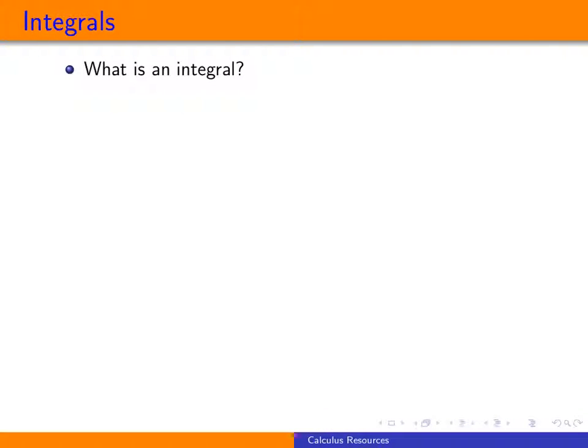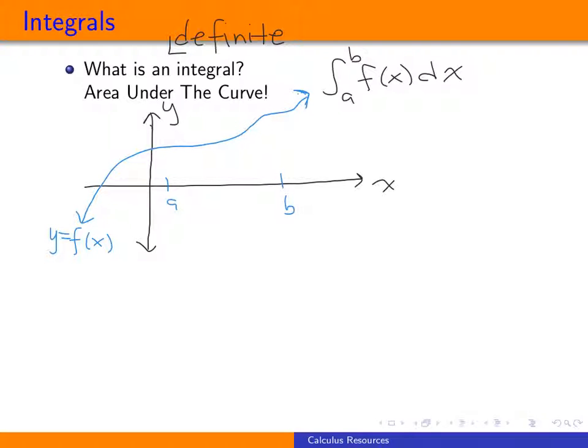Here we want to investigate the question, what is an integral? Before we even use that terminology in Calc 1, we introduce it by explaining that we want to find the area under the curve. So when we're considering a definite integral, that is defined to be the area under the curve. So when computing the definite integral, what we're really looking for is the area under the curve.